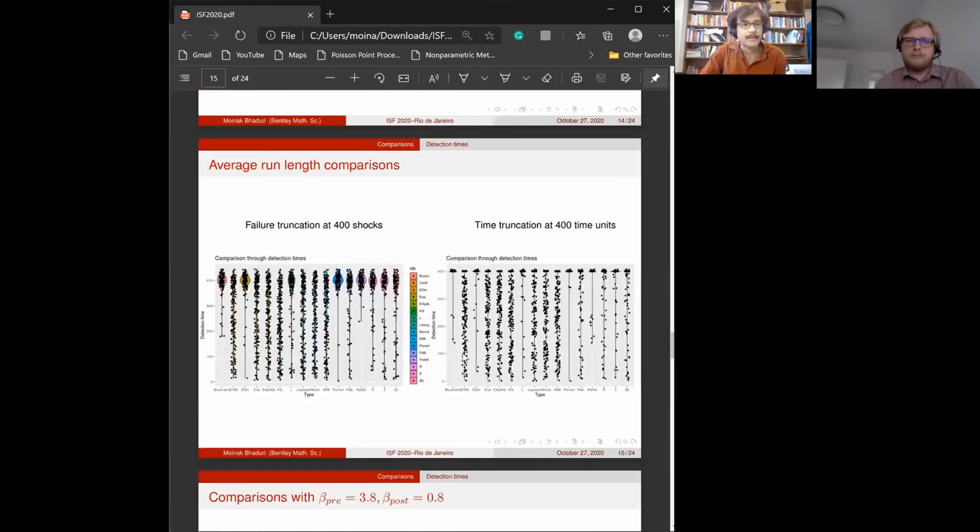The first test we wanted to run was this average run length test under the assumption of stationarity, under the null assumption. This is essentially based on the idea that if you do not have a change at all, then your estimate should be at the end of the time sequence. We found this to be true for most of our proposals via L, Z, R, and ZB. And even for our competitors, we have implemented two types of simulations. Now, the first type was failure truncation, when we're waiting for 400 shocks, 400 events, no matter how long it takes to reach that far. And the other is time truncation, when we are waiting for 400 units of time, no matter how many shocks we receive by then.